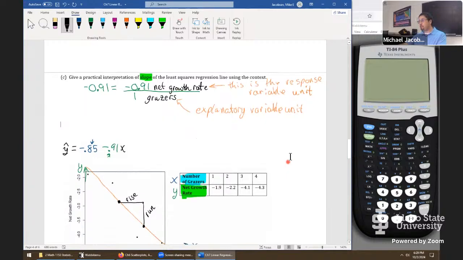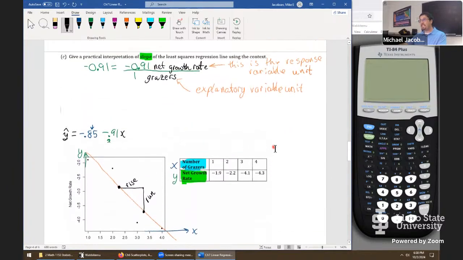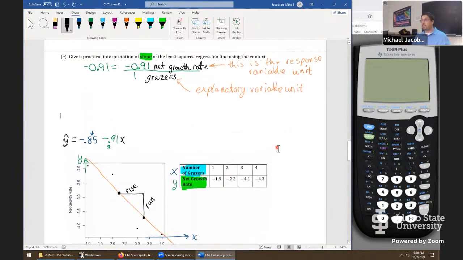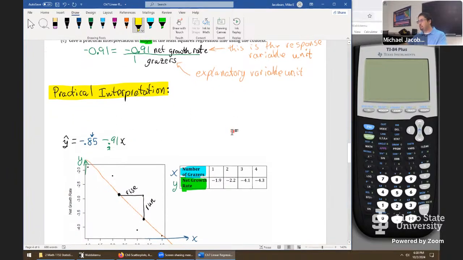To give a good practical interpretation of the slope, it's not easy. This is a trickier one. It's trickier than the intercept. But with all this preparation, here's what it would look like. I'm writing this here, practical interpretation, just to convey this is where the answer is. When it asks for a practical interpretation, I want to leave the graphics down below just to show how we got there. But my answer is going to be right here.